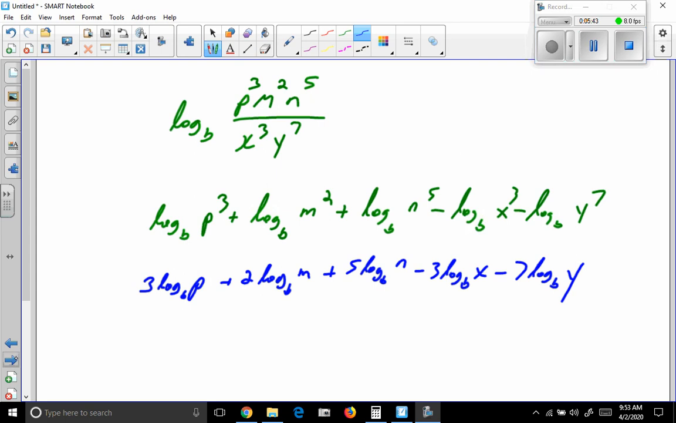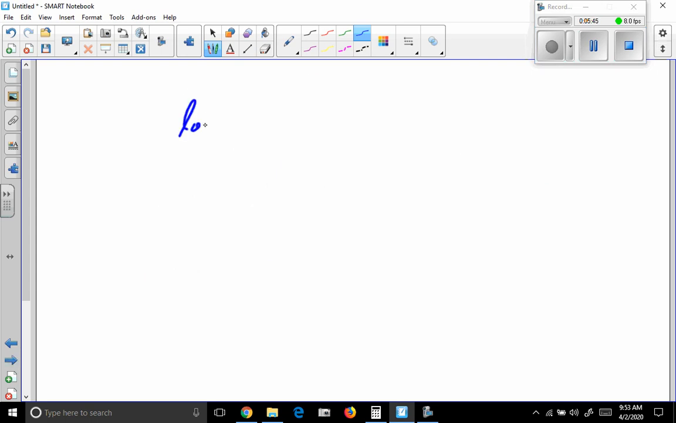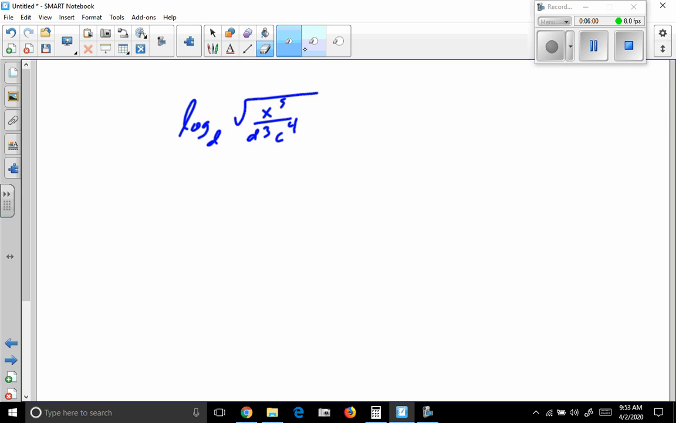Let's work through one that has a radical. Let's do log base d of the square root of x to the 5th over d to the 3rd, c to the 4th. And let's make sure that this square root is over all of that, not just part of it. So we can do this a couple of different ways.